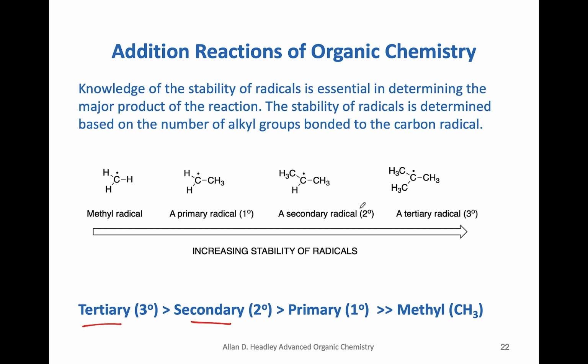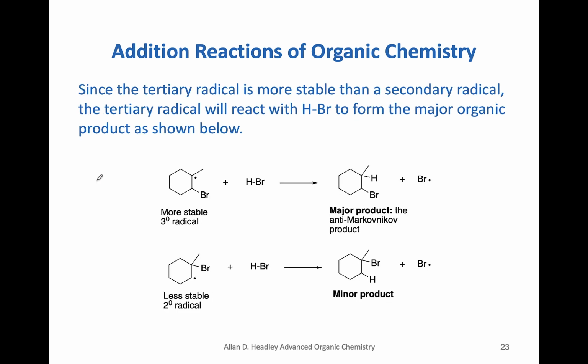Why? Of course you know that, because we have alkyl groups here that have electrons that can help stabilize that one electron in that p orbital. I recall this is in a p orbital, and we have electrons here. Let's put hydrogens here. So these electrons here can stabilize that radical, which is not possible for the methyl. That's why it's the least stable radical. So with that said, the tertiary radical, which is more stable, will react with HBr.